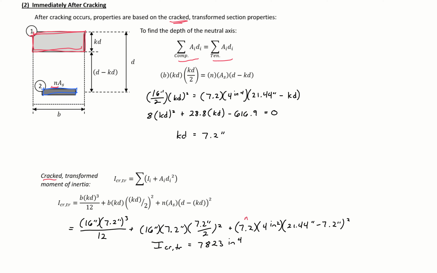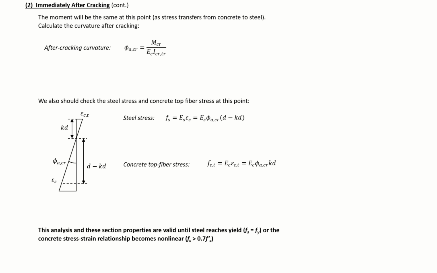And we'll use this I cracked transformed to calculate our curvature after cracking. The moment is going to be the same, so our M cracking here is going to be the same. So now we just need to find our after-cracking curvature, and we can find it using our curvature equals M over EI expression. So our moment here is going to be 966.1 kip-inches, which we found earlier in this example.